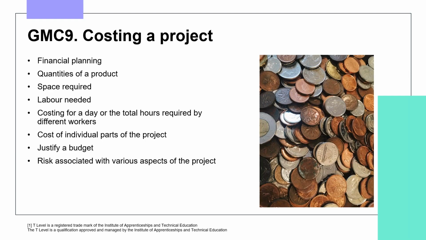The costing of a project can include financial planning, considering the various costs involved, such as equipment, space, time, resources, labor, etc. Being able to justify a budget for a certain project. Taking into account risks that could potentially impact on any plans, etc.